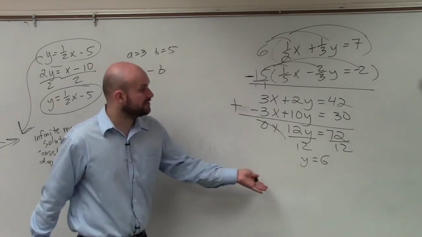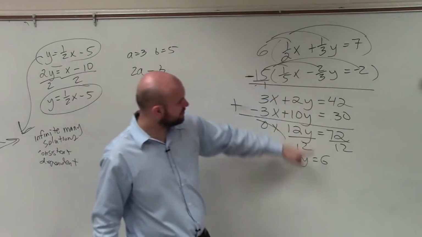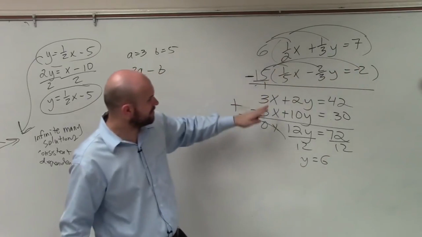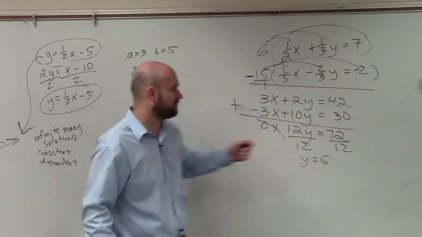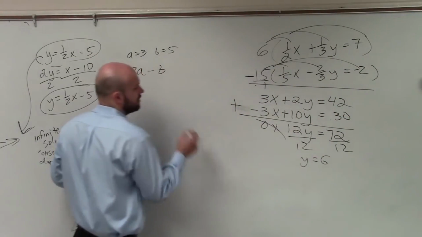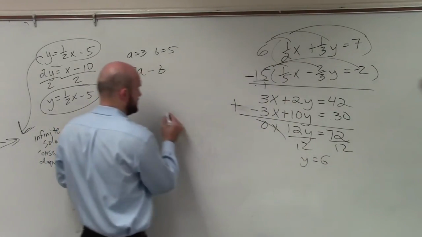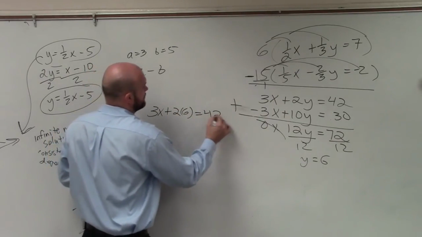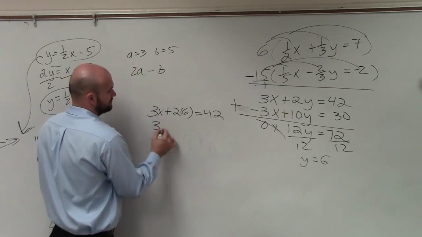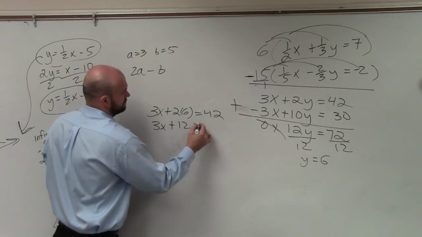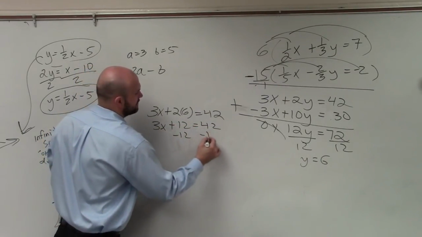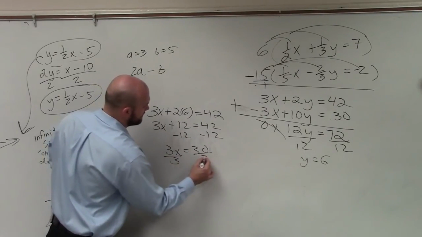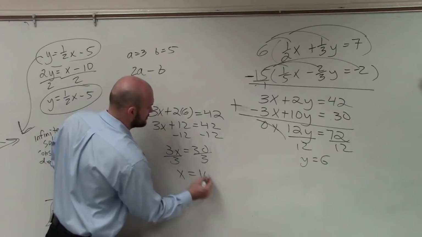OK, so now I know the value of y is 6. And then to plug that in, you could plug it into one of these equations if you like. Or you could plug it in one of these, which you probably would prefer, right? No fractions. So we know y is equal to 6. Let's plug it in this one. 3x plus 2 times 6 equals 42. 2 times 6 is 12. Subtract 12. 3x equals 30. Divide by 3. X equals 10.